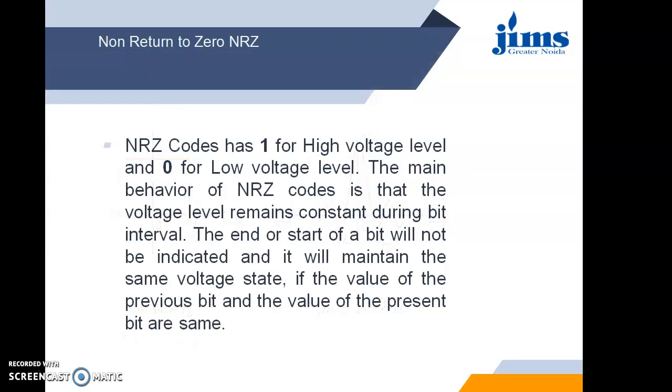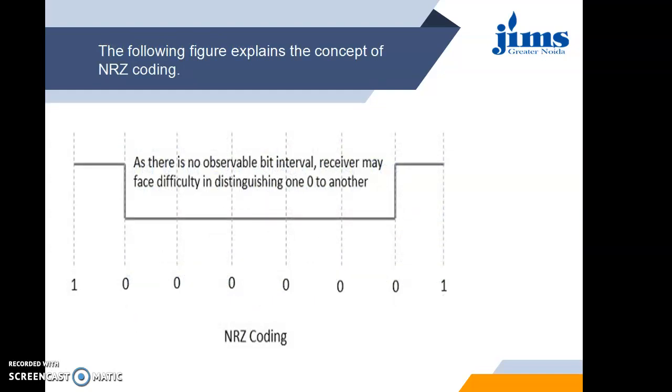Now, non-return to 0 or NRZ codes has a 1 for high voltage level and 0 for low voltage level. The main behavior of NRZ code is that the voltage level remains constant during the bit interval. So the voltage level remains the same in case of the NRZ code. The end or start of the bit will not be indicated and it will maintain the same voltage state. The following figure explains the concept of NRZ coding.